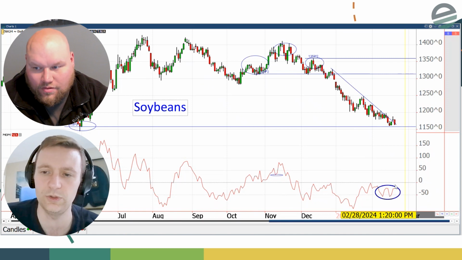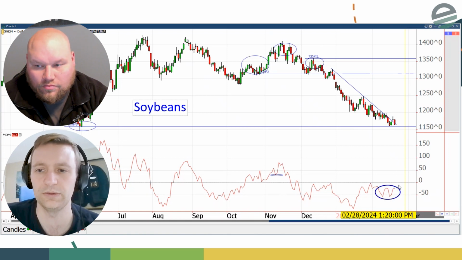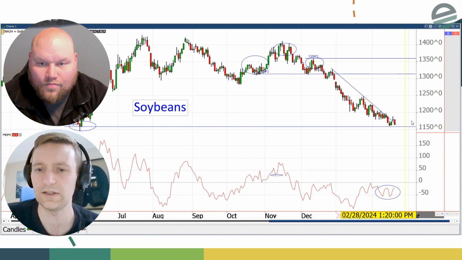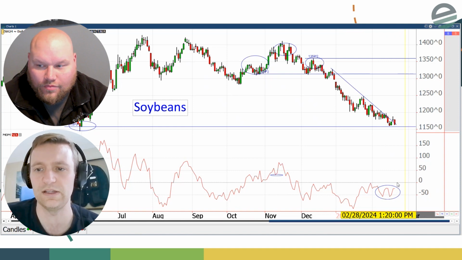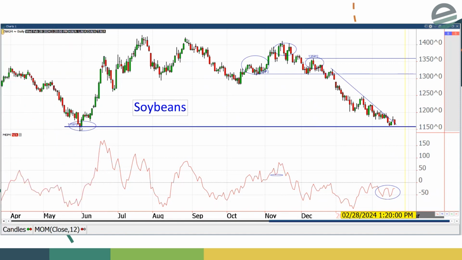Right, which would be a friendly formation, though it doesn't necessarily mean beans has to go higher. If this thing goes from up to zero, for example, that could just mean the market's consolidating. That doesn't necessarily mean we need to go higher per se. All this is saying is that the momentum to the downside is slowing down. So, between that and what looks like pretty solid longer-term support.